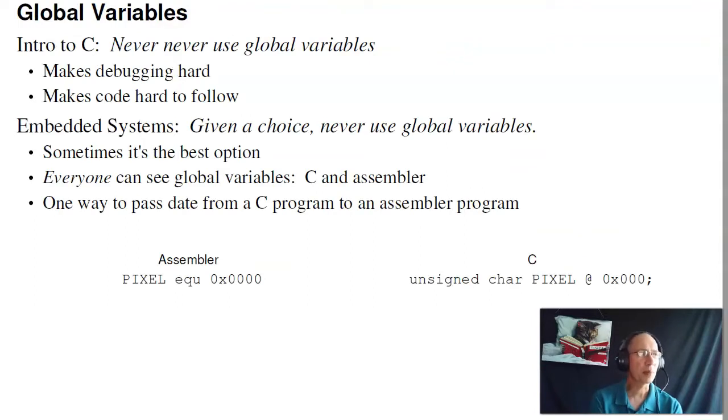Second problem you have is how do you pass data between assembly and C? I've got two programs running on my processor. They need to talk to each other. The C code will tell you how bright each pixel has to be. Then the assembly actually sends the bits, the ones and zeros, to do that.